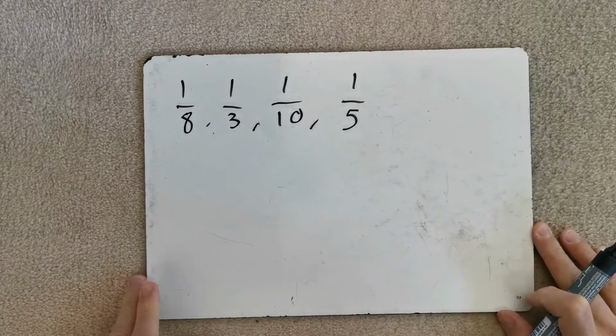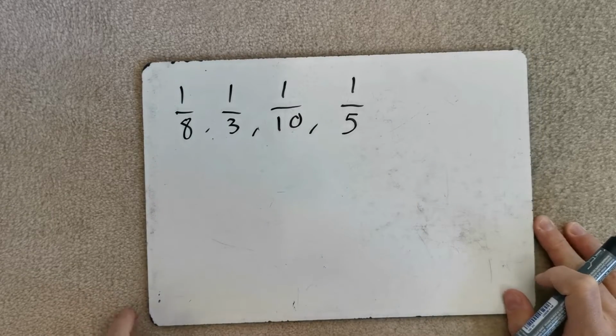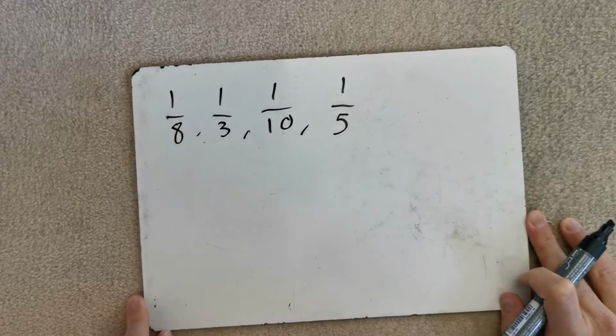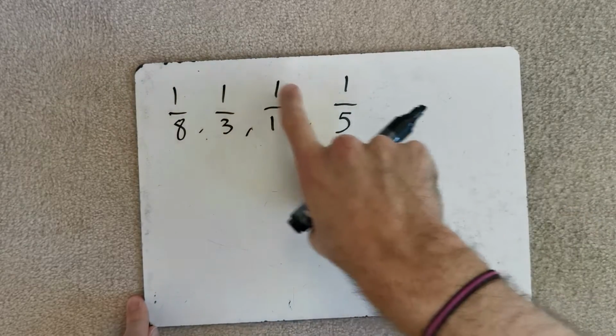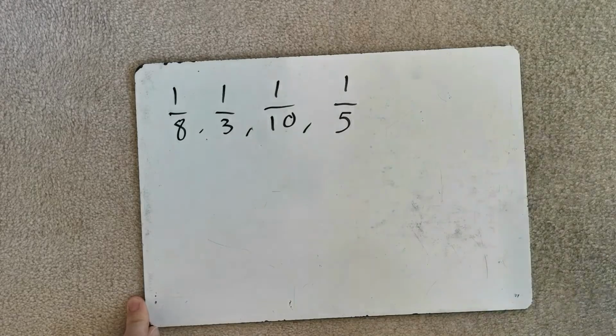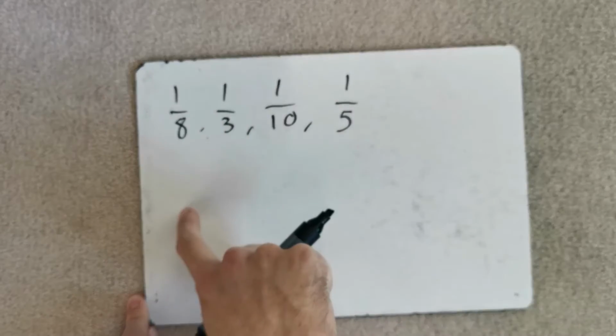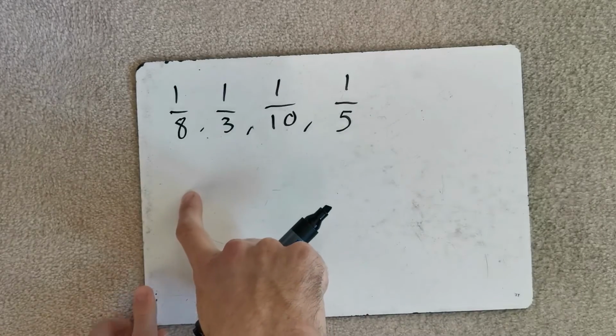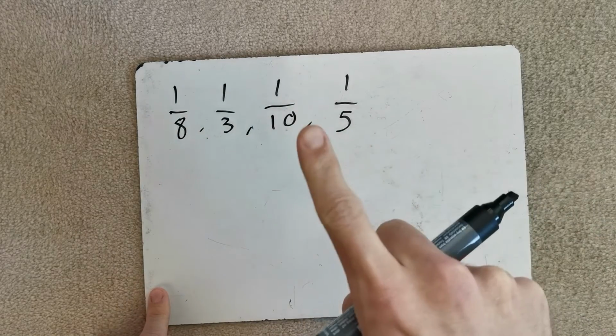Okay. Now, next one, you've got to think a little bit harder. What do you notice about these ones? They all have the same numerator. So using the logic from the last one, are we just going to get the denominators and put the smallest first and go up in value? No.